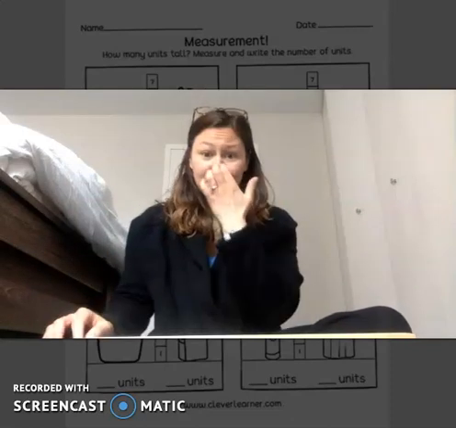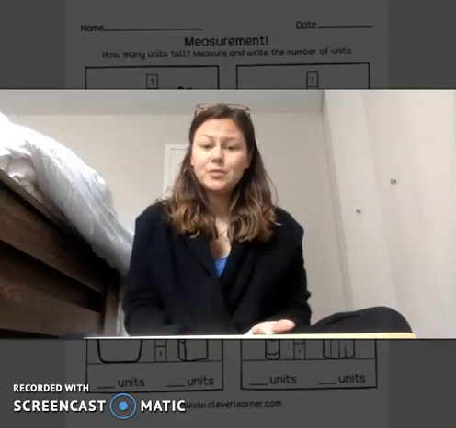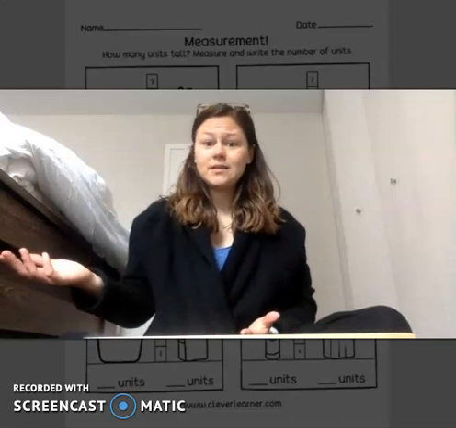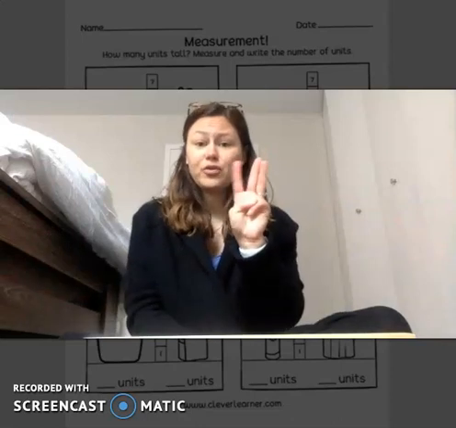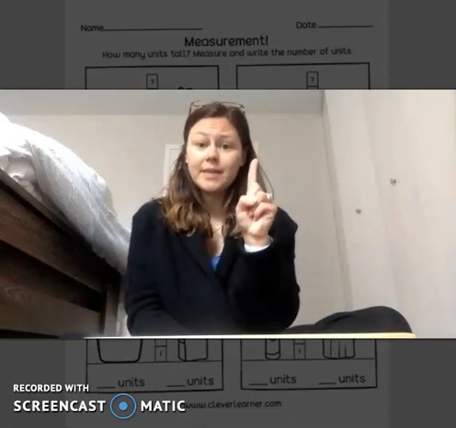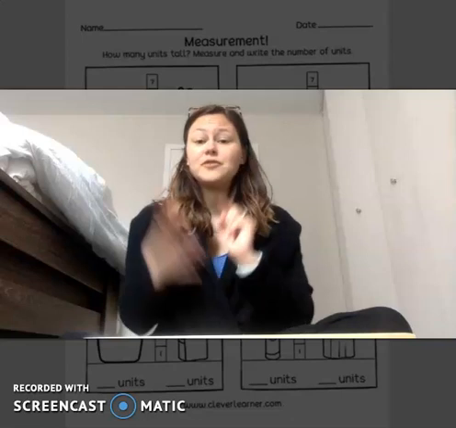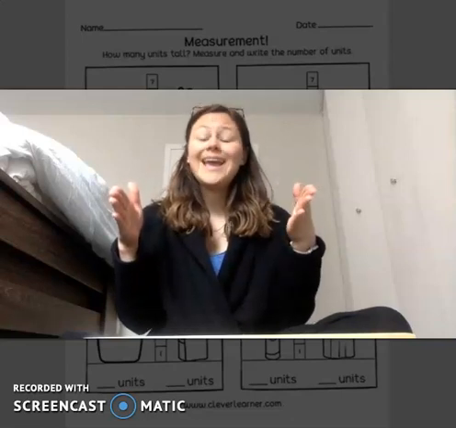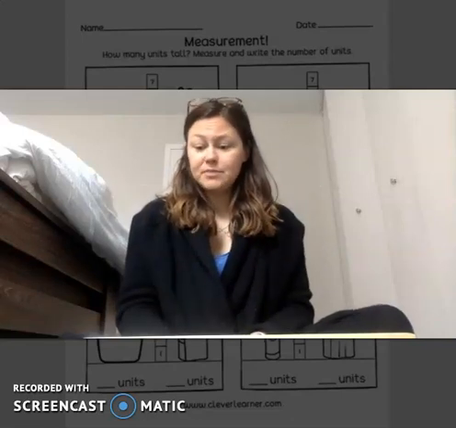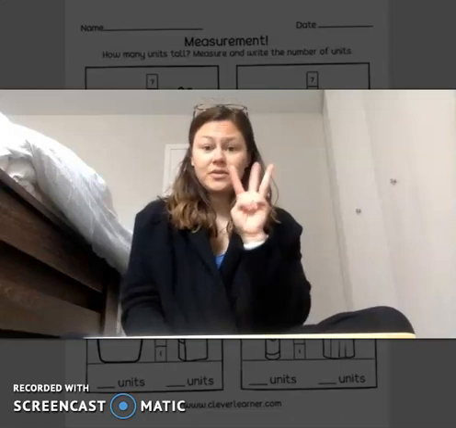And we are going to be using non-standard measurement again, which means we're just going to be choosing some random object. But remember, there are three things that are important. All the objects have to be the same. They have to go from one side to the other. And there can be no gaps in between. So we're going to measure three things today.